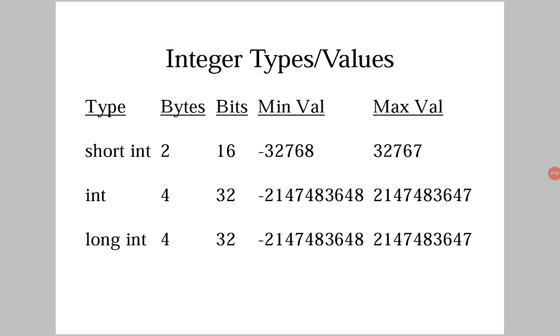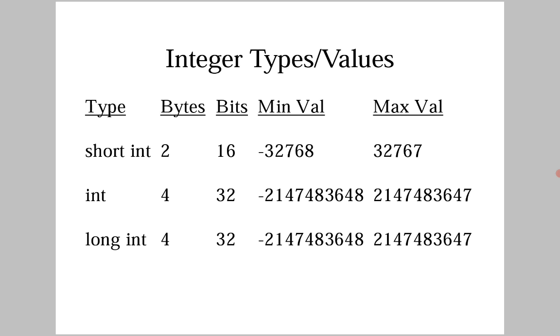Second one is int. Third one is long int. Generally short int occupies 2 bytes or 16 bits. The range of short int is minus 32,768 to plus 32,767. And the second one is int.